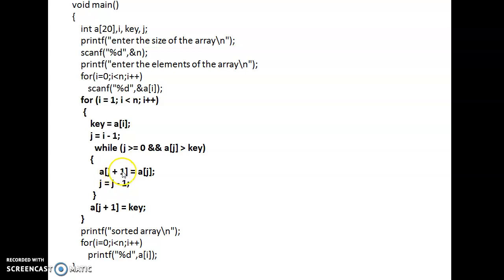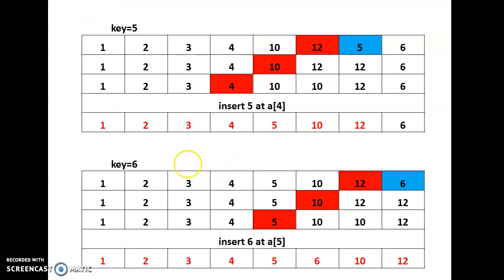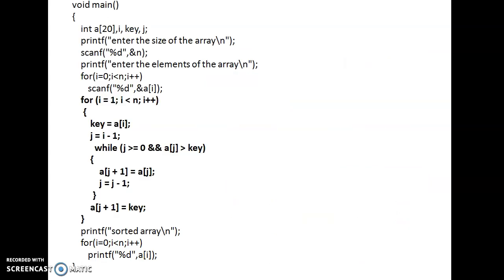That is, A of j plus 1 equal to A of j, and j is equivalent to j minus 1. That means every time we are pushing one element down until our element is reached. Then into the A of j plus 1 position, our key is placed. In our example, if this is the j, into the A of j plus 1 position we are inserting. This is actually the logic of insertion sorting.